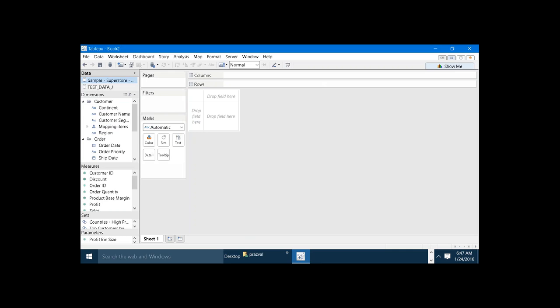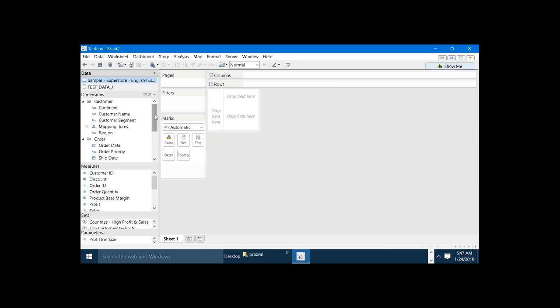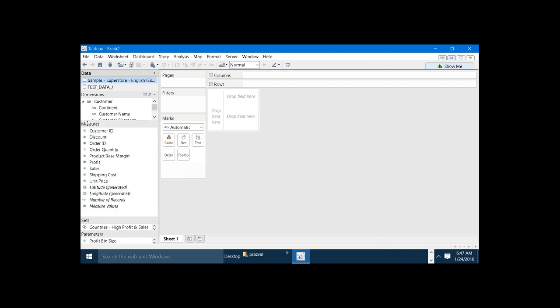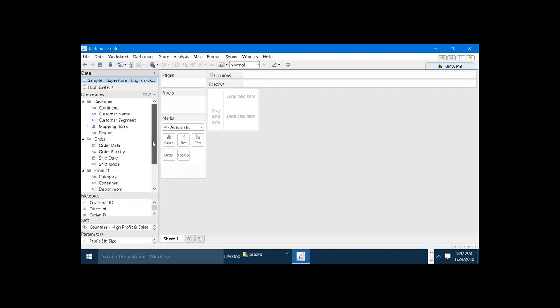Now see here, Tableau got connected to the Superstore data source. After connecting to the Superstore data source, Tableau is placing some fields under dimensions and some fields under measures. The fields it places under the dimensions are all the textual fields. Under the dimensions we can identify the different data types.